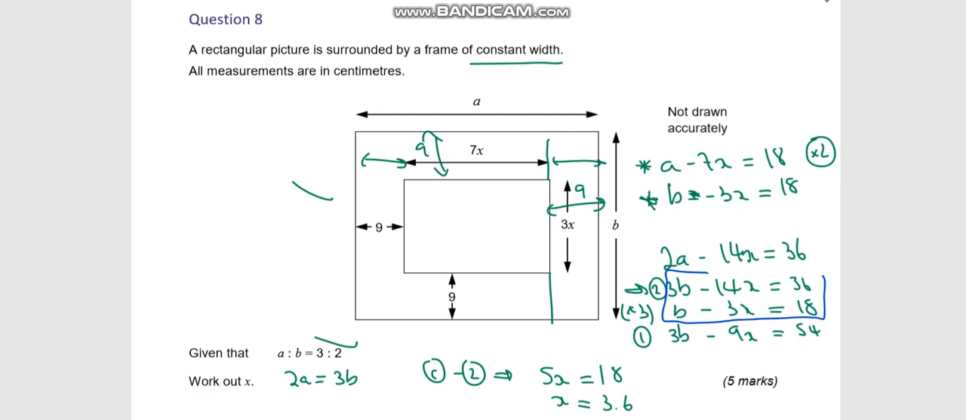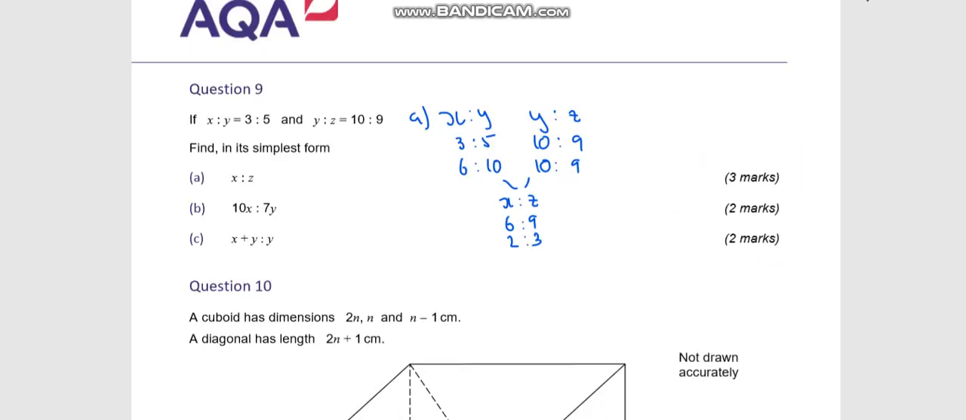Again, you could pop it into your graphical calculator, probably do it this time. So we'll multiply this one by 3 to give us this here. And then I'm going to do equation 1, which I'm calling this one, take away equation 2. So we get 5x equals 18, and we divide by 5, and then we get x equals 3.6.